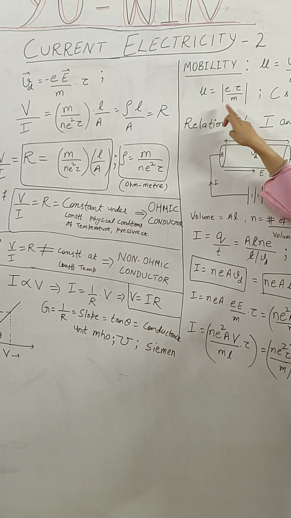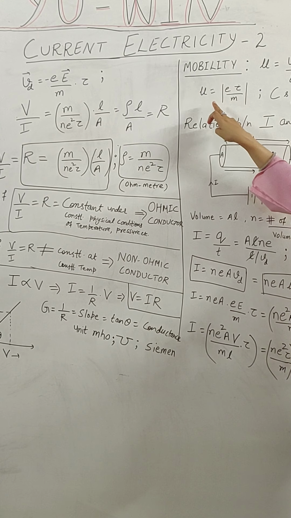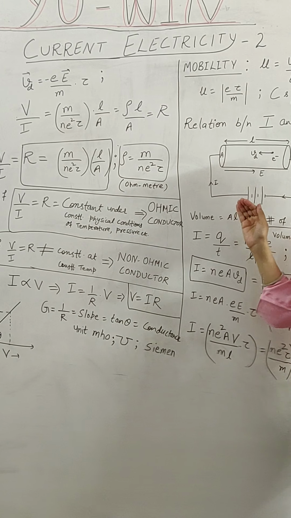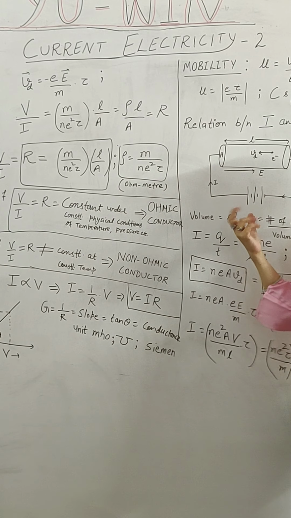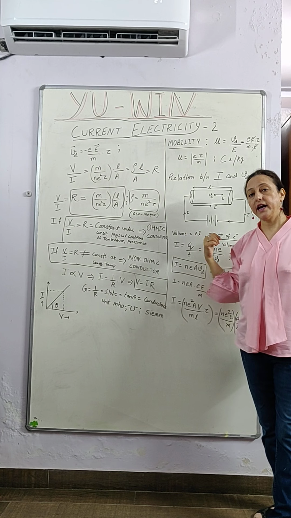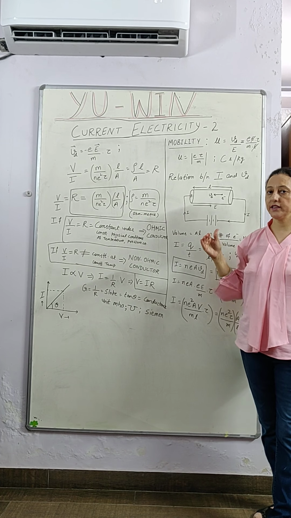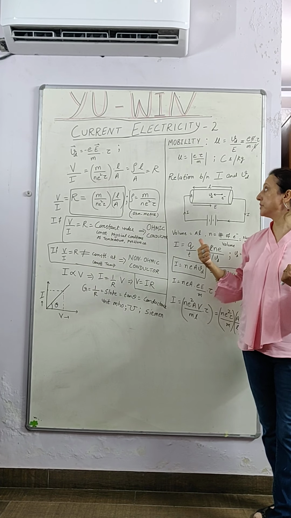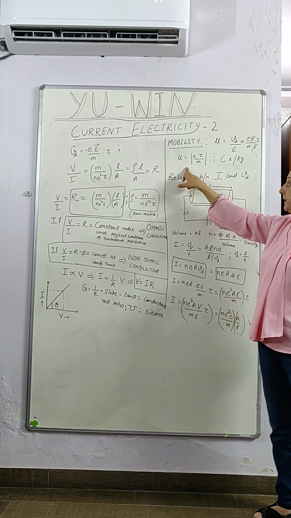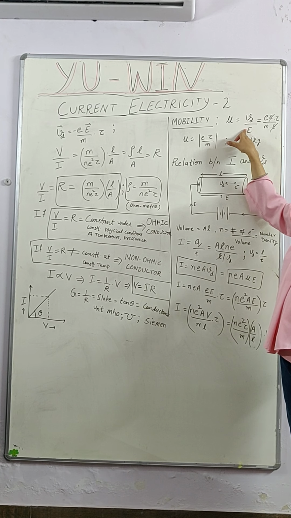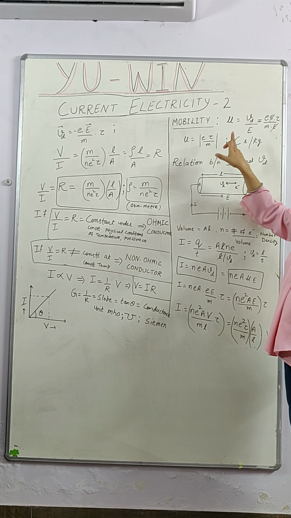That's why I have put this sign of mod over here, because the drift velocity of the positive charges and negative charges will be in the opposite direction. Suppose in the case of a semiconductor, the charge carriers are both holes and electrons. So they are positive as well as negative, and they both move in the opposite direction. But mobility is always positive. It is defined as the drift velocity per unit applied electric field.